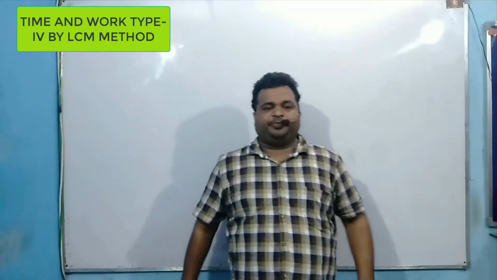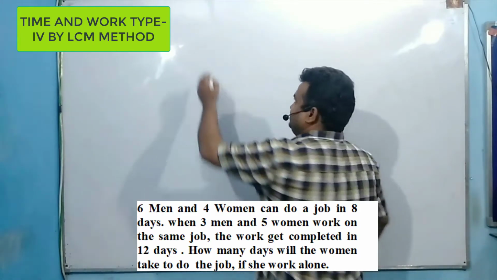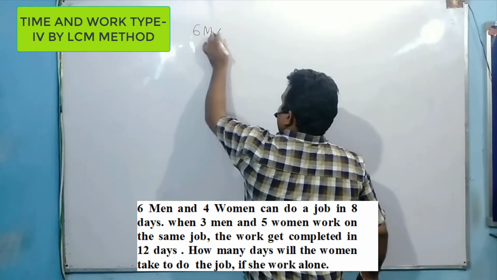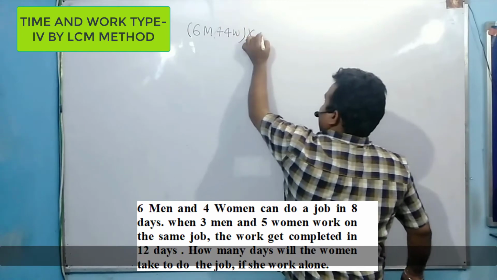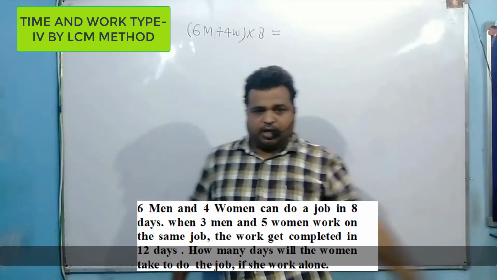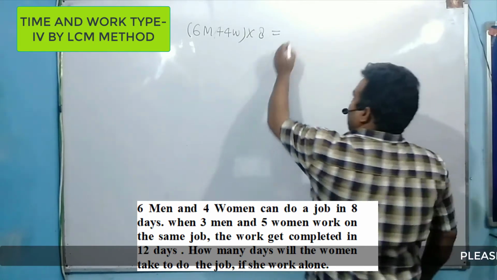Look at the screen. This question is: 6 men and 4 women can do a job in 8 days, which is equal to 3 men and 5 women working the same job in 12 days.